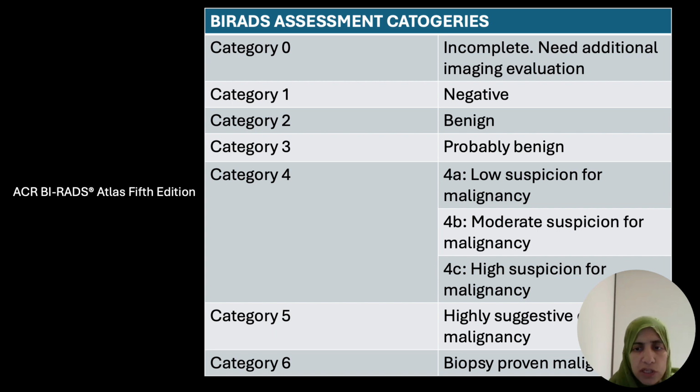Just to refresh your knowledge, I'm sure you know this. The ACR lexicon and the BI-RADS assessment has 6 categories, starting from 0, where the examination is incomplete, cannot tell if it is benign or malignant and needs further imaging. Category 1 is negative, category 2 is benign, 3 probably benign, 4 has a suspicion ranging from low suspicion to high suspicion, and 5 is highly suspicious for malignancy, and category 6 is with biopsy proving malignancy.